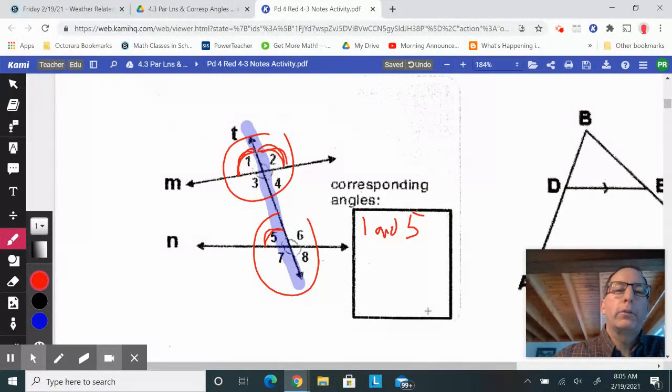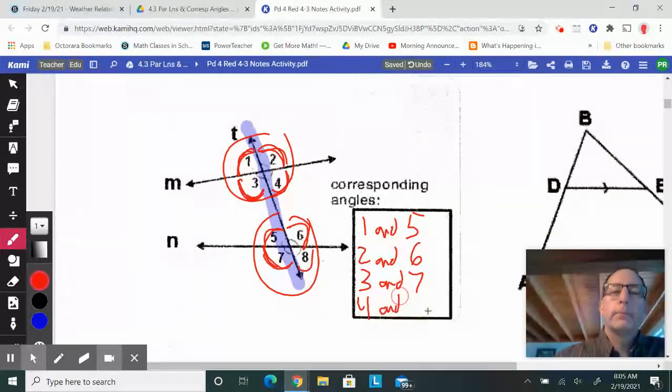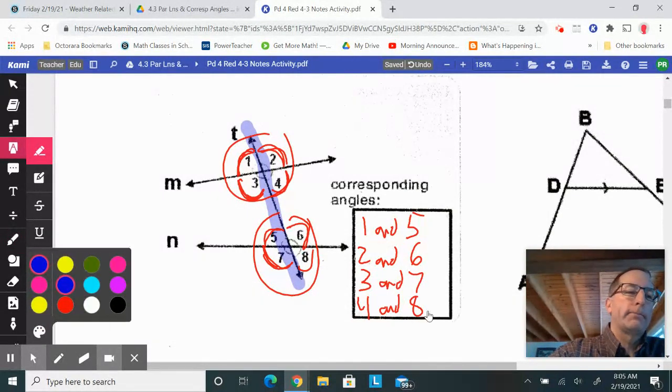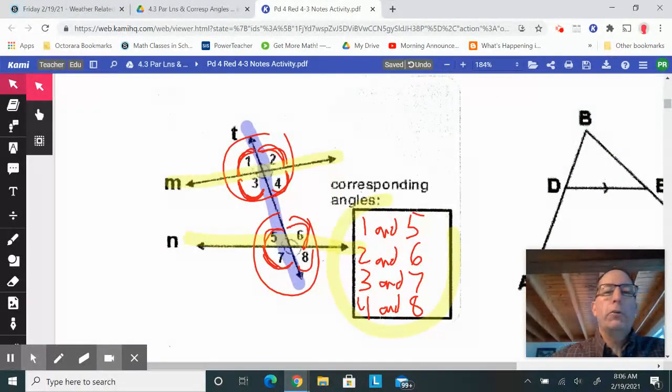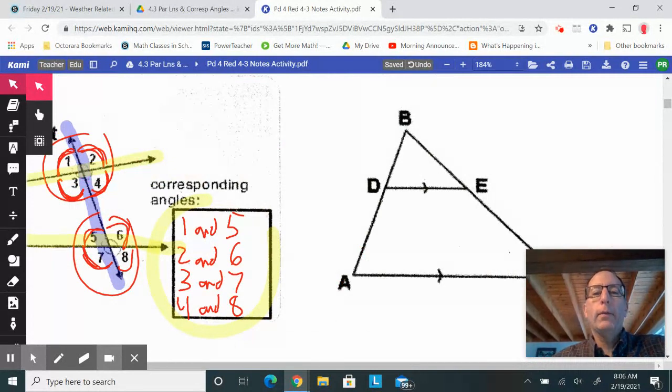Most of you are probably saying, well, angle 2 and angle 6 are corresponding, so that is correct. Then you have angle 3 and angle 7. They go together. They're corresponding. And then we have angle 4 and angle 8. Now, since these two lines are not parallel, this one here, these corresponding angles would not be congruent or the same measure. That only occurs when there are parallel lines. So let's shift over to the picture on the right.